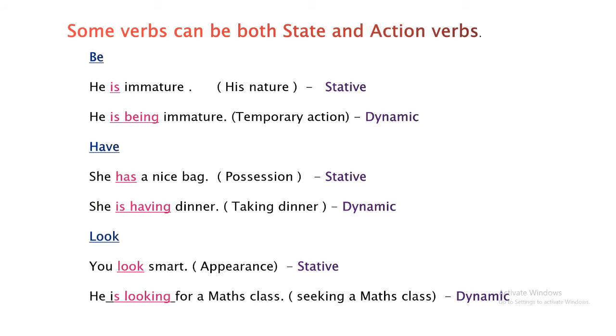Have. Second verb, have. She has a nice bag. Something she possesses. So the verb has is a stative verb there. Second sentence, she is having dinner. Continuous form. The verb has is in continuous form. She is having dinner. So the verb is a dynamic verb.